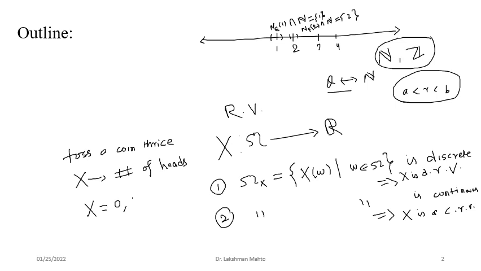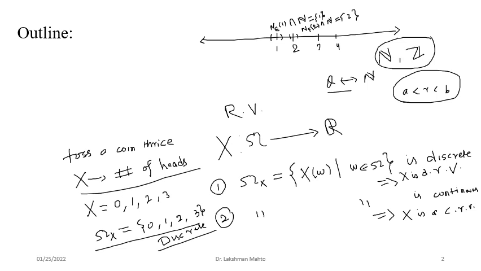There are only four possible values, either 0, 1, 2 or 3. So if I ask what is the range of X, only these four possible values will come: 0, 1, 2, 3. So you can easily see that here the range is a discrete set, and then the corresponding random variable we will call a discrete random variable.